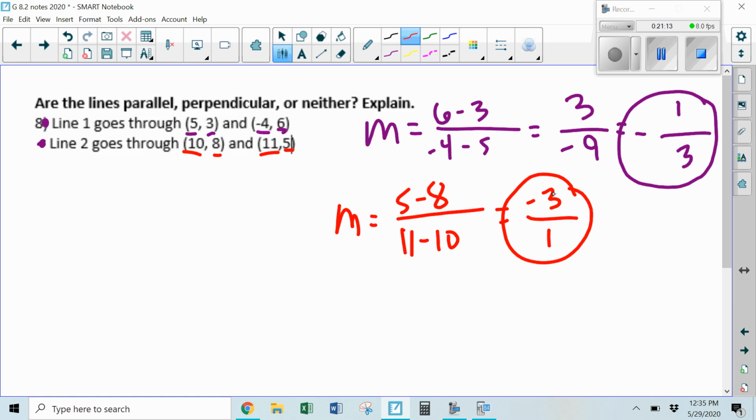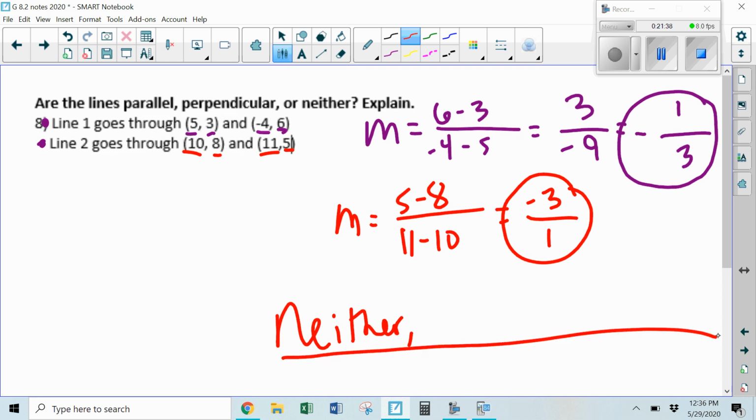So are these slopes parallel, perpendicular, or neither? They are neither. Explain. Now you're probably thinking, no, they're perpendicular. No, they're not, because look, this one is negative and this one is also negative. That means they're not opposites. They're not opposite reciprocals, they're just reciprocals. So in your explanation, you can say their slopes are reciprocals, but not opposite reciprocals. Therefore, they are neither perpendicular nor parallel.